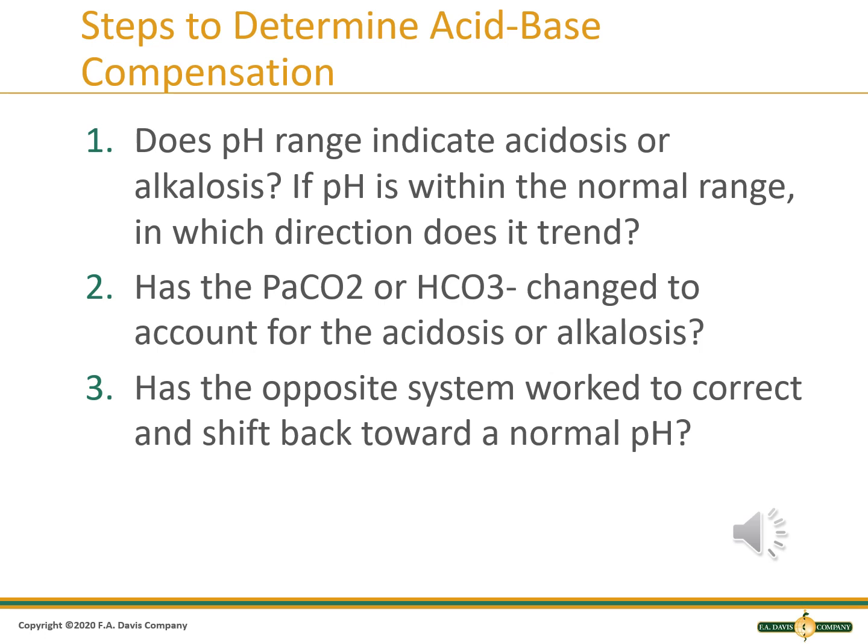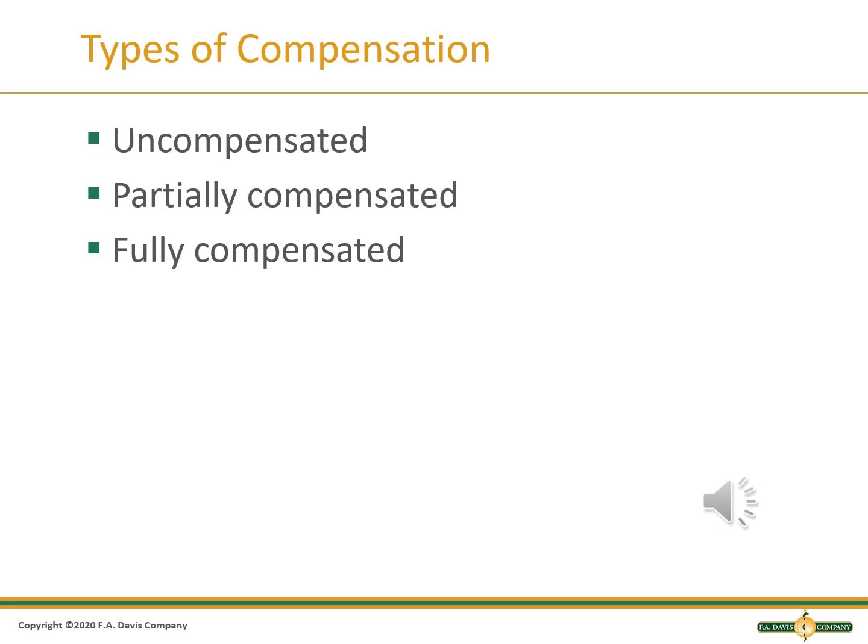Arterial blood gases are further defined by their degree of compensation. So an ABG can be uncompensated, partially compensated, or fully compensated. Uncompensated, the pH is abnormal, and either the PaCO2 or the HCO3 is also abnormal. There is no indication that the opposite system has tried to correct the imbalance. That's why it's considered uncompensated.